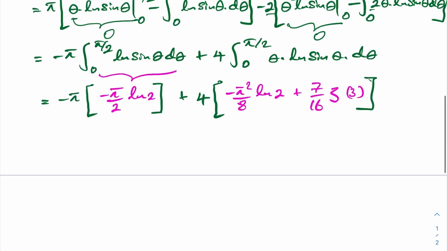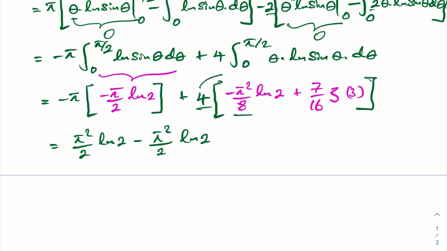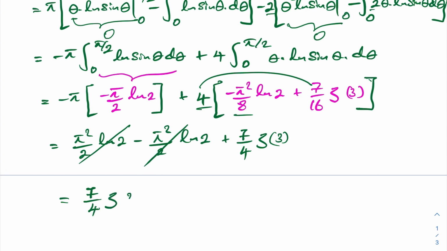Okay, then we can simplify. Here minus times minus gives plus pi square over 2 natural log of 2. Here we know 4, here 8, so 4 and 8 get cancelled to 1 over 2, so minus pi square over 2 natural log of 2, then 4 times 7 over 16 zeta of 3, so we have 7 over 4 times zeta of 3. Now this part gets cancelled, so 7 over 4 times zeta of 3. This is the answer.